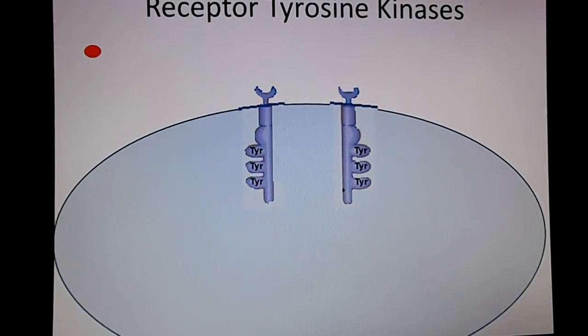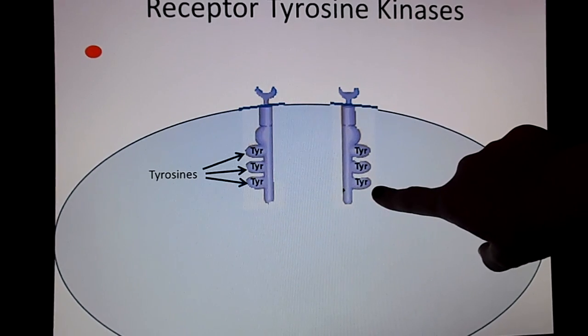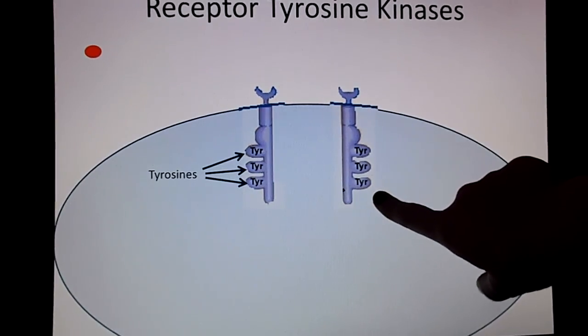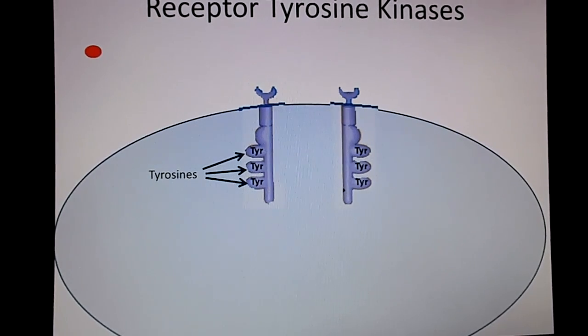Receptor tyrosine kinases, another type of membrane receptor protein. This tyrosine kinase receptor protein has a neat shape. Inside, or intracellular, of the cell, we have a polypeptide that has tyrosines, which is a type of amino acid, along the protein. On the outside of the cell, we have a signal binding site. This is where the signaling molecule will attach.